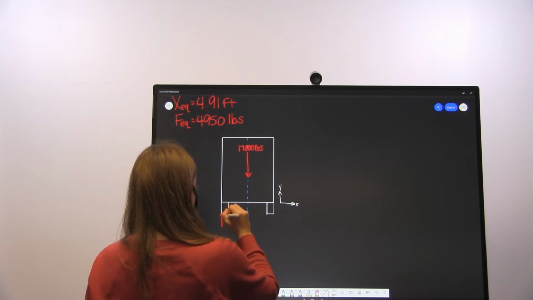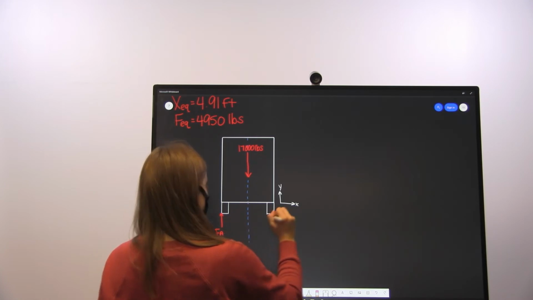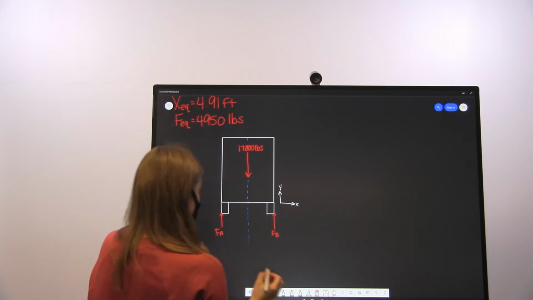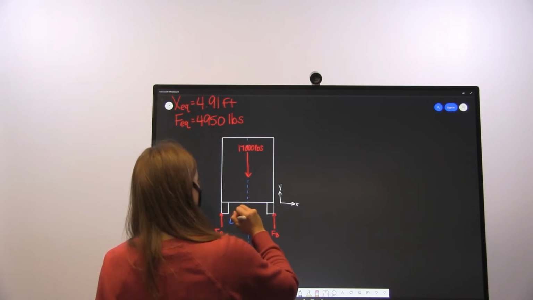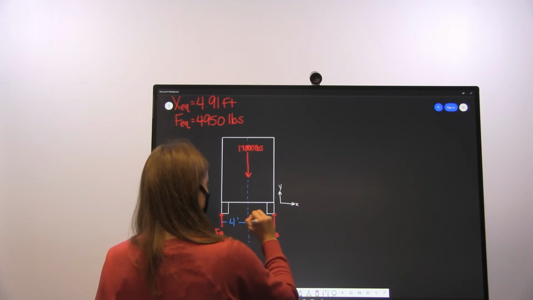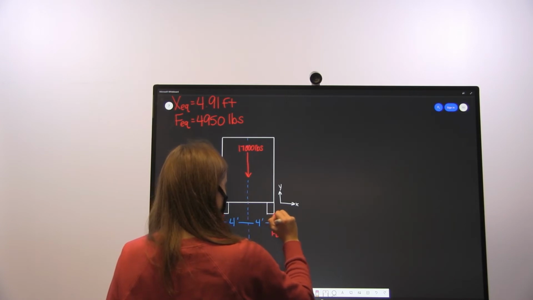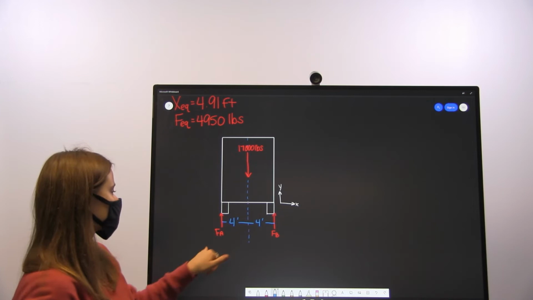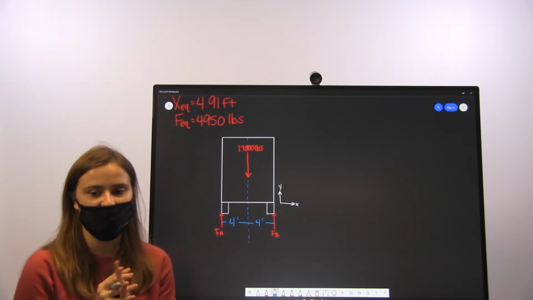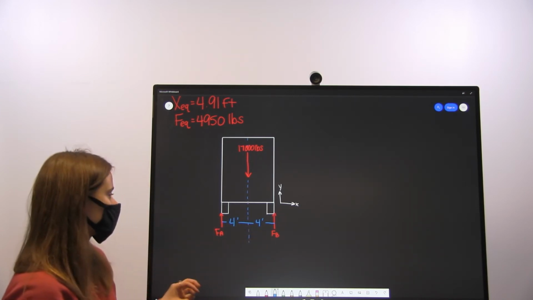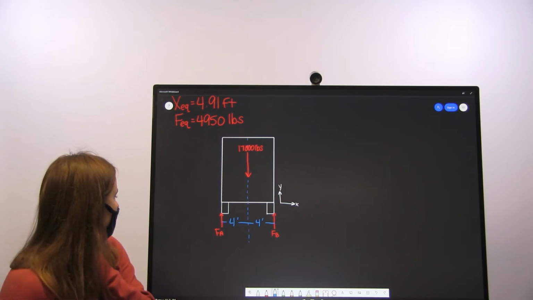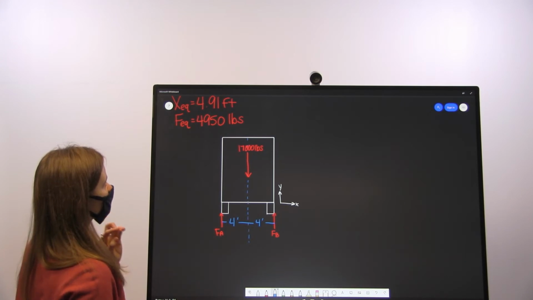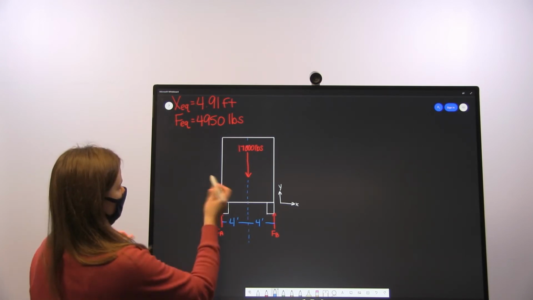We're going to call this force A, and this force on the right tire is going to be force B, and they are 4 feet from the center of the truck. So the truck is a total of 8 feet wide, and we're just going to add those reaction forces to the ends of the tire so that they're exactly 4 feet from the center. And then from there, we're going to take our equivalent force, our equivalent point load, and put that on the truck.